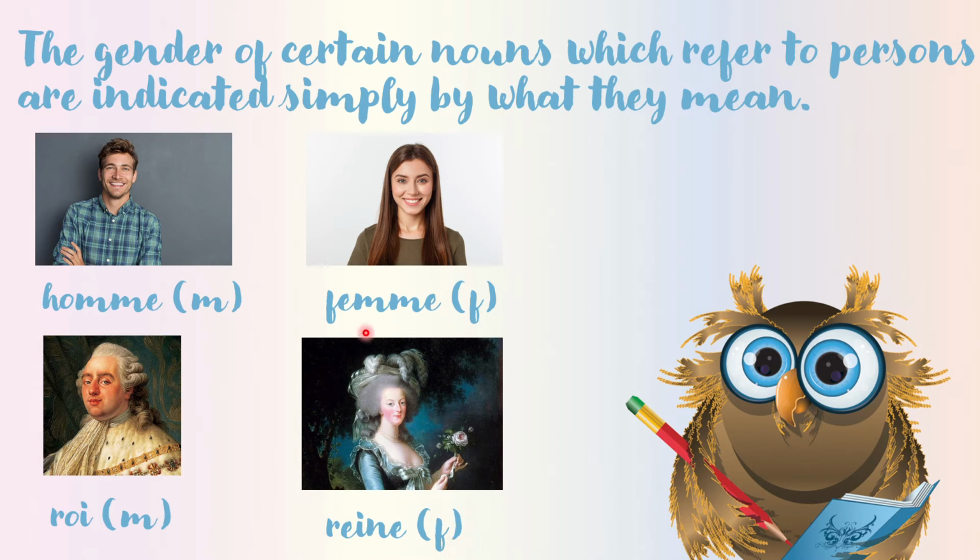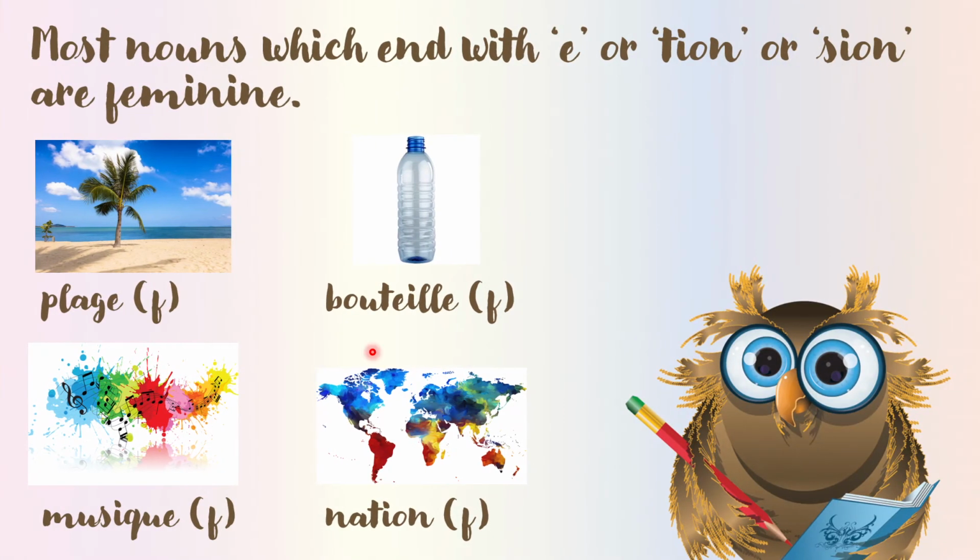So these kinds of words, you have père, mère, oncle, tante, frère, sœur, all these kinds of words which refer to persons. Okay, it's obvious what their gender is, purely based off of what they mean. Then you have certain nouns which end with E, tion, or sion. Mostly such nouns with E, tion, sion endings are feminine in gender.